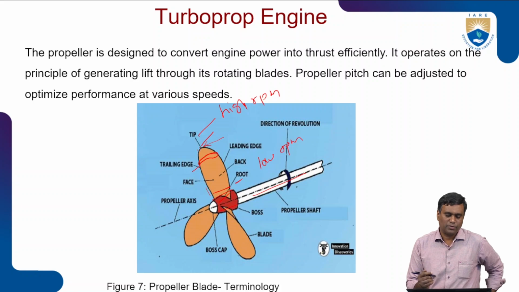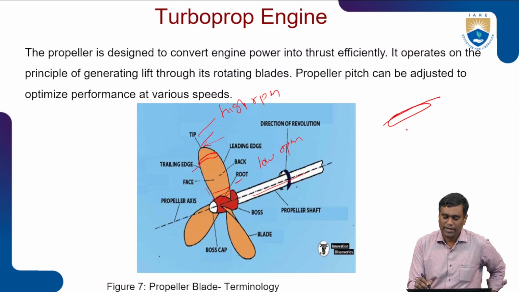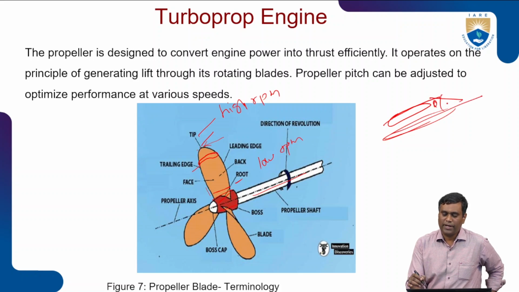And pitch angle also is one thing to know. That is the angle between the rotation plane and the chord of the blade. If this is the plane of rotation, the angle between the plane of rotation and the chord of the blade is the pitch angle, which will be set low during takeoff and climb for low speed, and as it approaches cruise, the pitch angle will be increased.